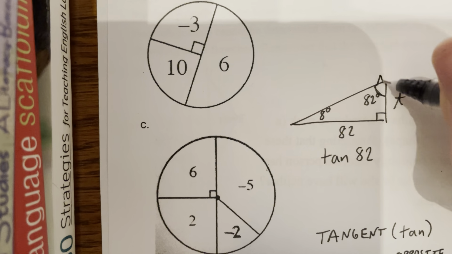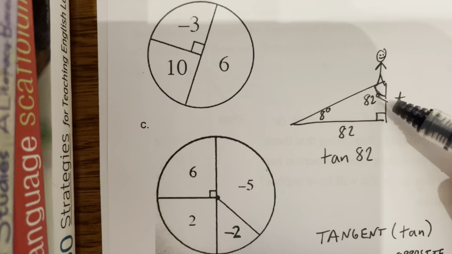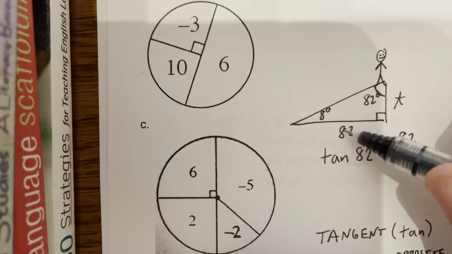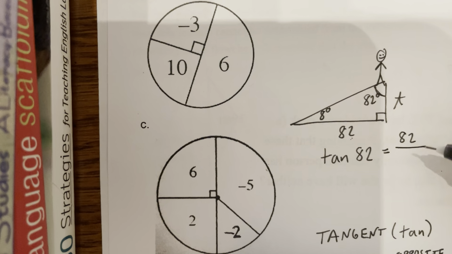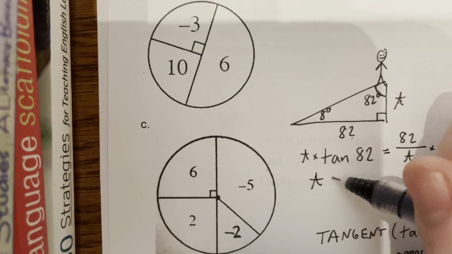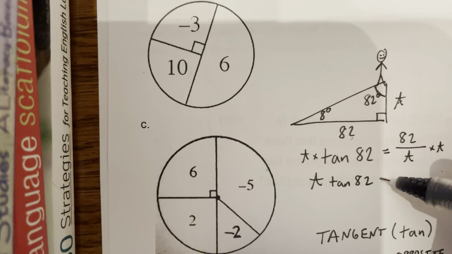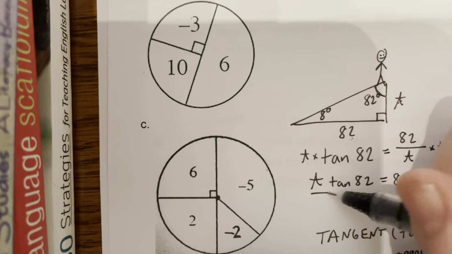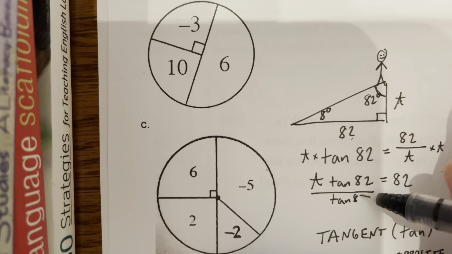Tangent of 82. Pretend we stand right here, opposite is also 82, coincidentally, opposite this side, over adjacent, which in this case is t. So now all we have to do is solve for t. In this case, we're dividing by t, so I'd multiply t to both sides. So I got t tangent of 82 equals 82. Now I need to get t by itself. Right now it's being multiplied by tan 82, so I'm going to divide by tan 82 on both sides.